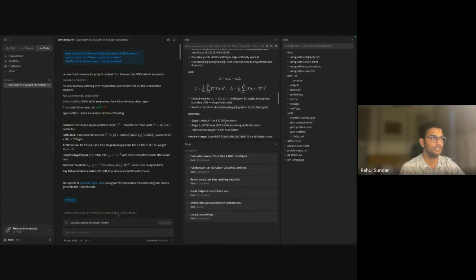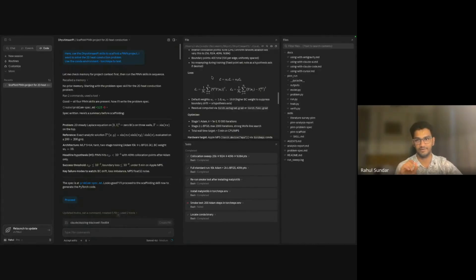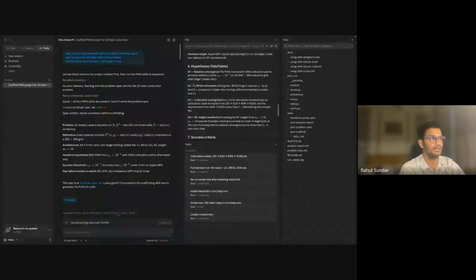Then the loss was the important part. It was smart enough to figure out that I can't have unit weighted loss components. They need to be weighted in a balanced way. And it chose higher weight for the boundary losses, which is where you often see violation. And you use the optimizer. And what are my hypotheses?